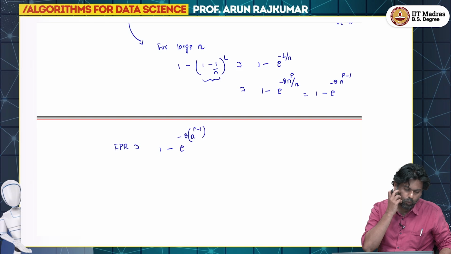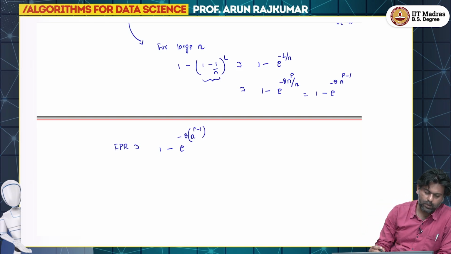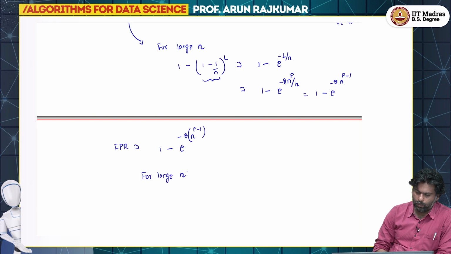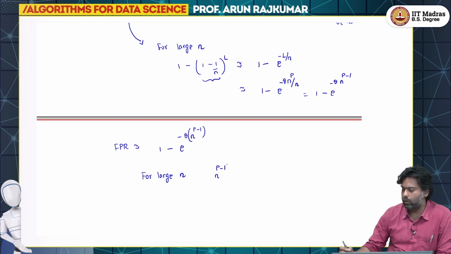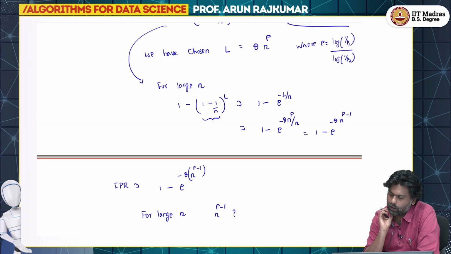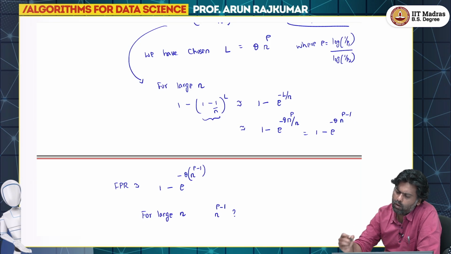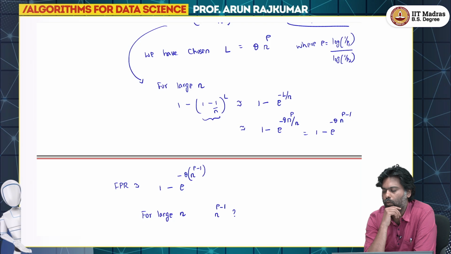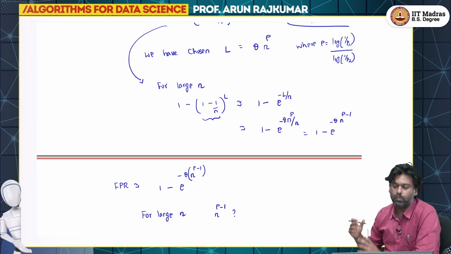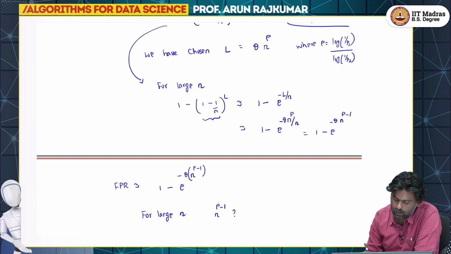So what we are getting is the false positive rate is approximately 1 minus e to the minus theta n power rho minus 1. For large n, what will happen to n power rho minus 1? Let's look at rho. Rho is log of 1 by P1 divided by log of 1 by P2. P1 is greater than P2, so 1 by P1 will be less than 1 by P2. So log of 1 by P1 by log of 1 by P2 will be less than 1. Rho is less than 1.